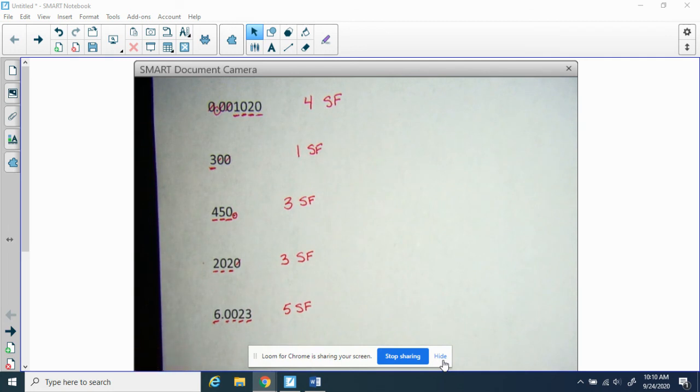Okay, so hopefully that helps in explaining the 4 rules. I'll make another video that deals with following significant figures through calculations.